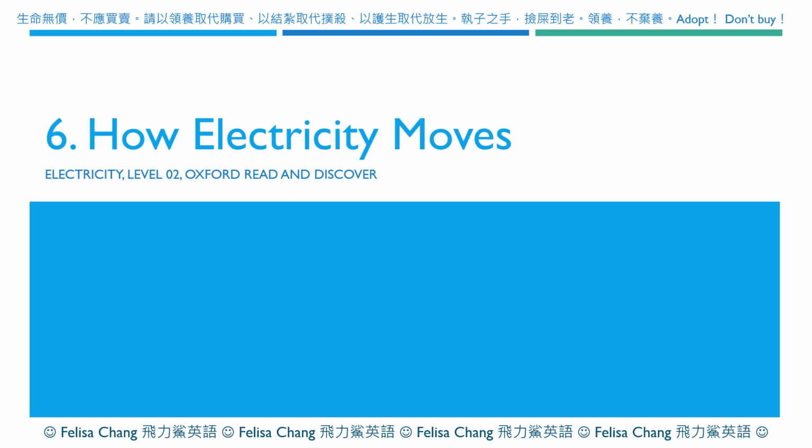Chapter 6. How electricity moves. Electricity moves through some materials. Electricity moves fast through metal. Metal wires take electricity from power stations to our homes. Electricity moves through water too. Discover. Don't touch electric machines with wet hands. You can get an electric shock.